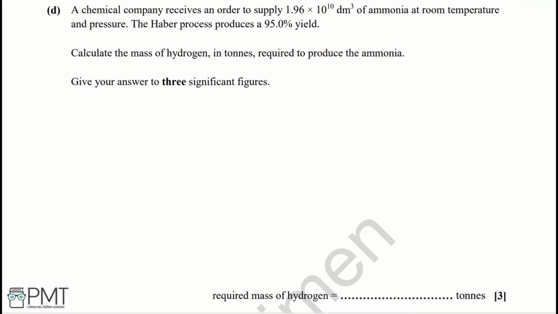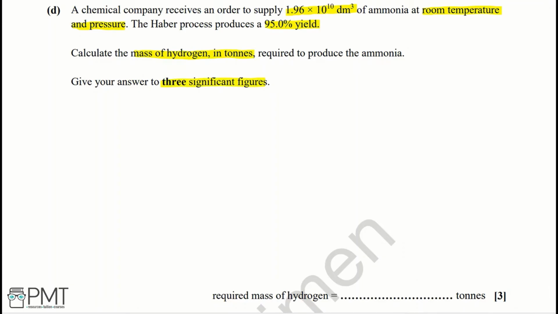Firstly, let's highlight the key pieces of information. Our first key piece of information is that we produce 1.96 times 10 to the 10 decimeters cubed of ammonia at room temperature and pressure, and that the Haber process produces a 95% yield. We're asked to calculate the mass of hydrogen in tons required to produce the ammonia, and we need to give our answer to 3 significant figures.